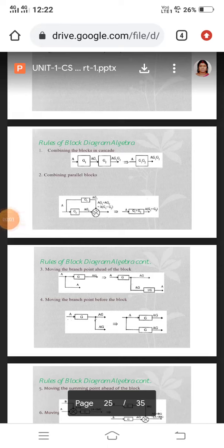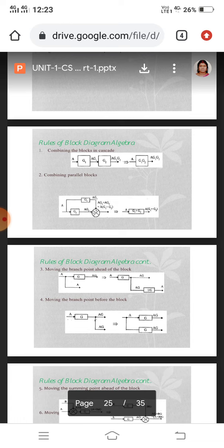Okay, combining the blocks in cascade means series. Two blocks are connected in series with the help of input. So input A reaches G1, and we get AG1. That AG1 then reaches the G2 block, so finally we get AG1G2. This category, combining the blocks in cascade, means A into G1, G2, which gives A, G1, G2. This is the cascade block.